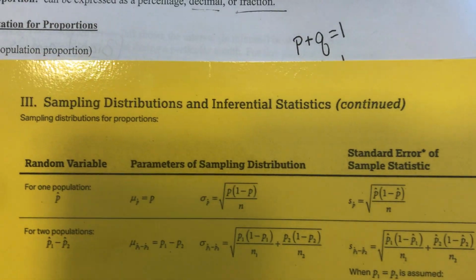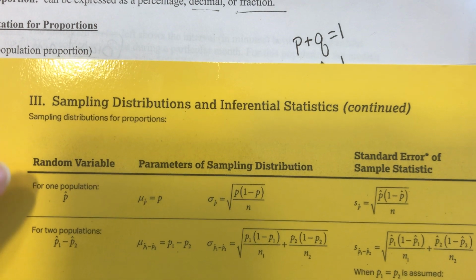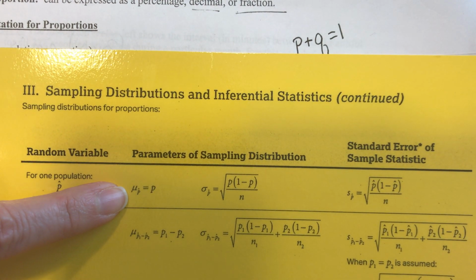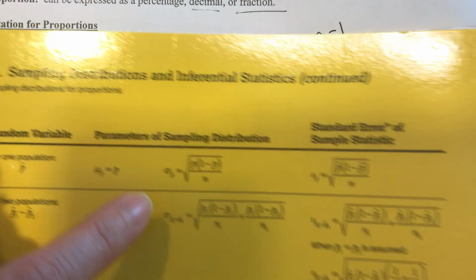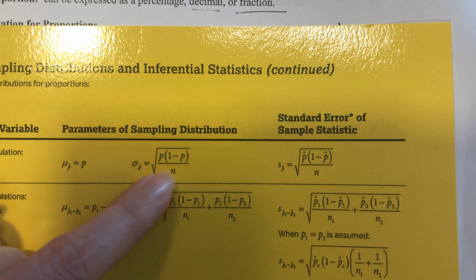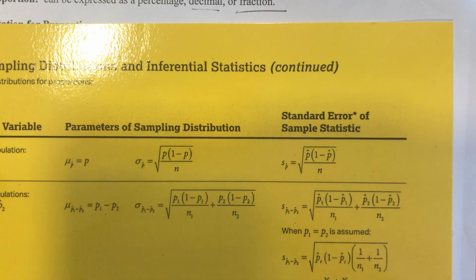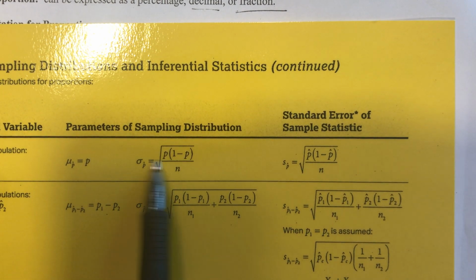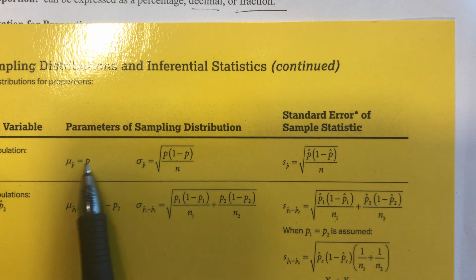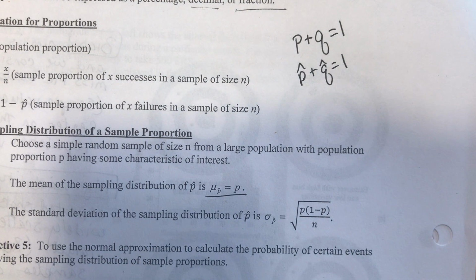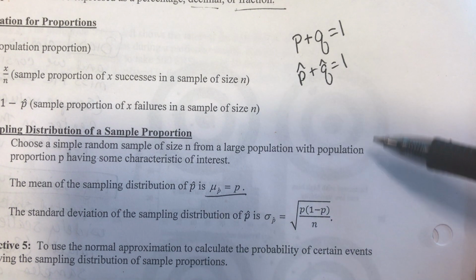These are both on your formula card. If you take a look at your formula card, the Roman numeral 3 on the back, right here, for one population, the mean of P hat is equal to P. The standard deviation of P hat is equal to this here. All right, we'll get to this later. So right now we're using these two formulas as we're working through this lesson. We'll talk about actually how to calculate those in a few minutes.